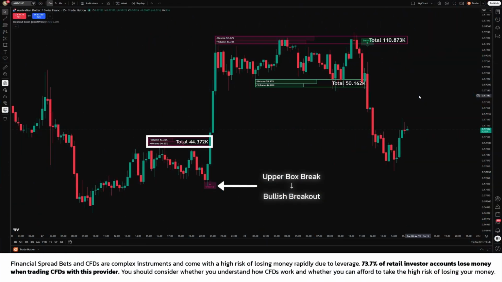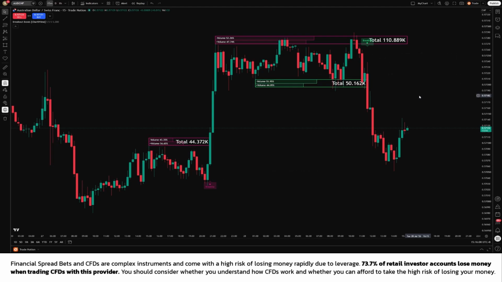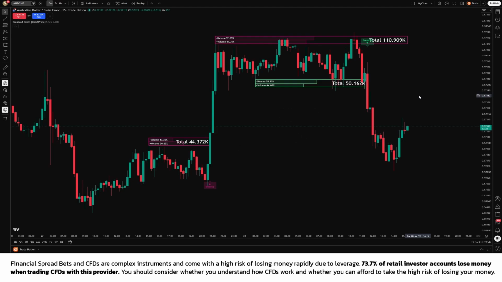In practice, ChartPrime's Breakout Boxes indicator is best used as a structure and confirmation tool. It helps identify where price has built a breakout zone, how volume is developing inside that zone, and when price moves beyond it. Used with trend direction, support and resistance, and broader market context, it can help make breakout analysis more organized without being treated as a standalone signal.